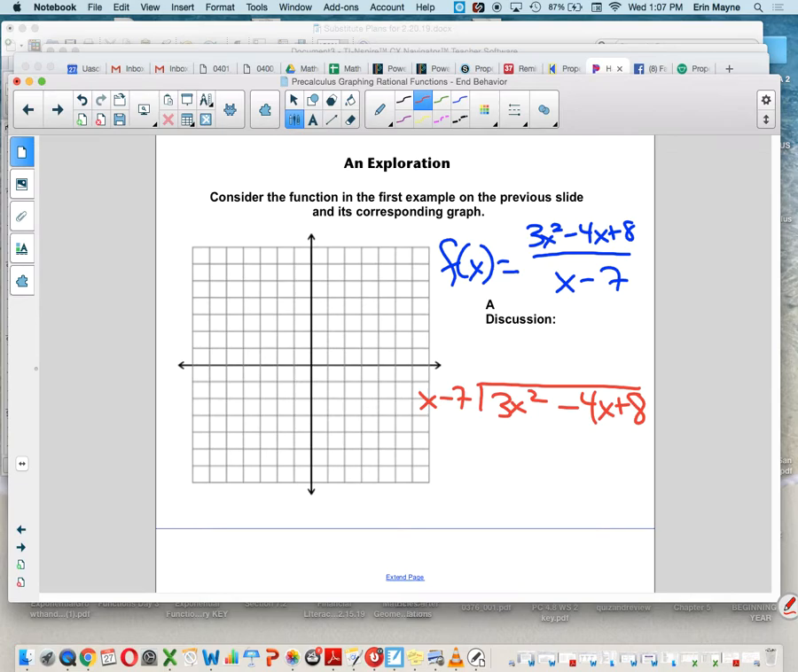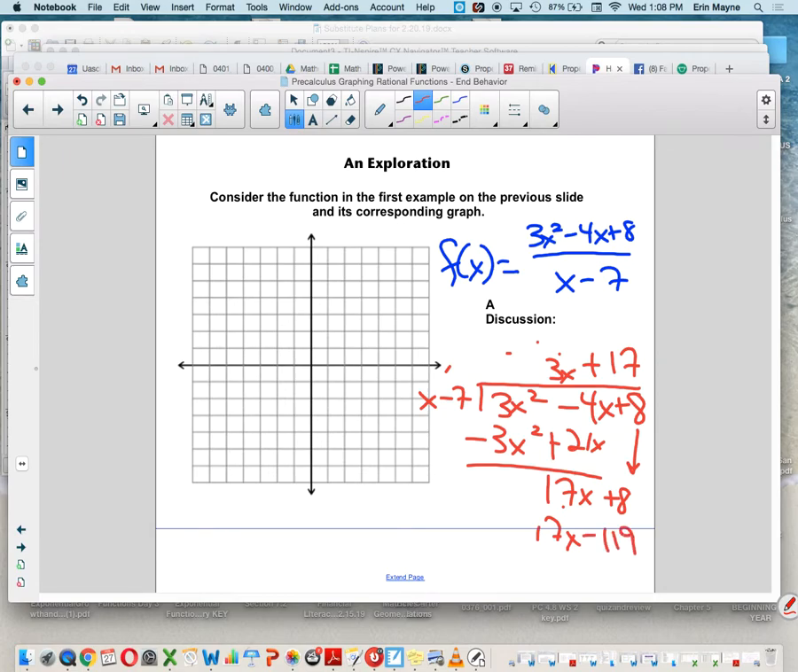So if we do this long division, I'm going to remind you, x goes into 3x squared 3x times. I then multiply this out. This is 3x squared minus 21x. I subtract this line, so this becomes negative, this becomes positive. This becomes 17x. I drop down the plus 8. x goes into 17x 17 times. I then multiply through. I'm left with 17x minus 119. If you remember, this becomes negative, this becomes positive. I'm left with 127.